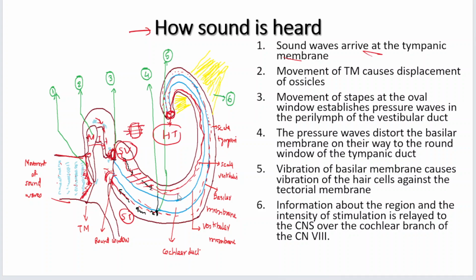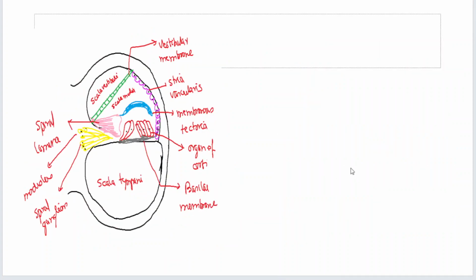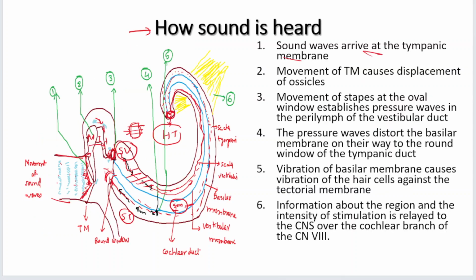And when this pressure wave is passing along, you have what is called the organ of Corti in the scala media. On what is the organ of Corti based? The organ of Corti is based on this basilar membrane. So this causes the basilar membrane to move. The pressure waves distort the basilar membrane on their way to the round window of the tympanic duct. This is what I talked about.